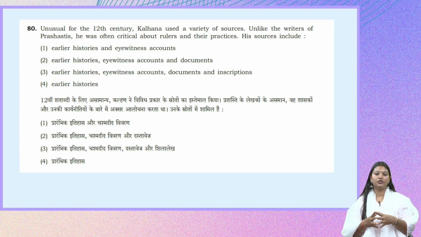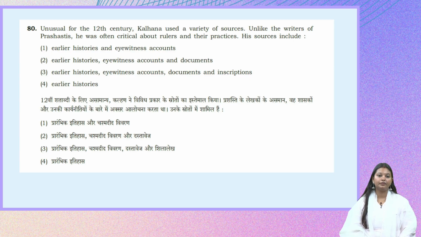Unusual for the 12th century, Kalhana used a variety of sources. Unlike the writers of Prashasti, he was often critical about rulers and their practices. His sources included, so it is specifically talking about Kalhana. So, when he was writing, what kind of sources has he used? What are the various sources that he included in his writings in order to be critical about the rulers and their practice, unlike the other writers of Prashastis?